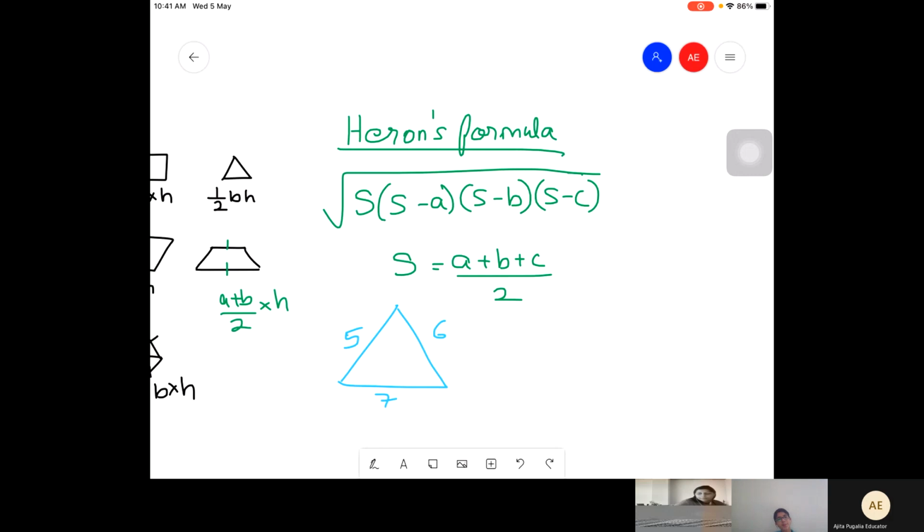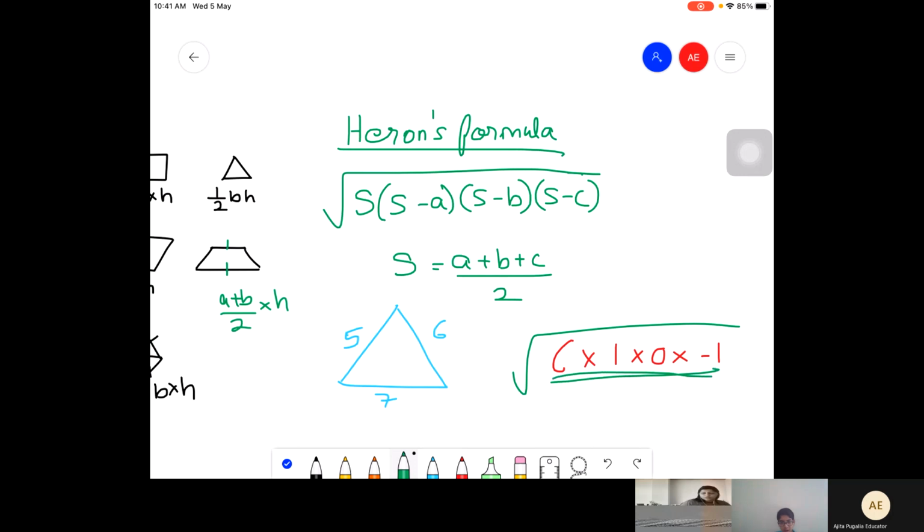Wait, so this would just be 6 times 1 times 0 times negative. अच्छा, this was just an example. Yes, होगा ऐसे ही, although this will never happen. How do you get 0? Okay, how did you get 6 here? Because it's S times S minus A, no? S is A plus B plus C divided by 2.